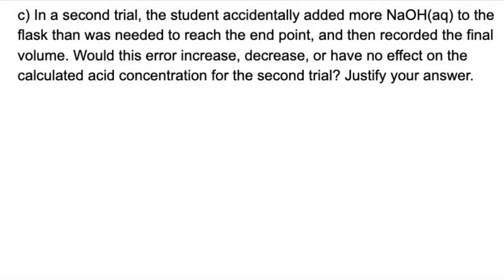So I know I already said C, but just to get it fresh in our minds again, let's repeat ourselves. In the second trial, the student accidentally added more NaOH to the flask than was needed to reach the endpoint, and then recorded the final volume. But that's silly. Why would you ever do that? But this kid did. So would this error increase, decrease, or have no effect on the calculated acid concentration for the second trial? And let's justify our answer.